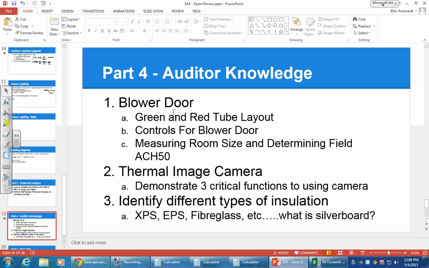Part 4 is auditor knowledge. So blower door would be the biggest one on this list. You're not going to set up the frame and the red sheet. That will either be set up or we'll just kind of do away with it. But you will have to set up the controller, run the green and red tubes, and then go through the whole process of the controls for the blower door.